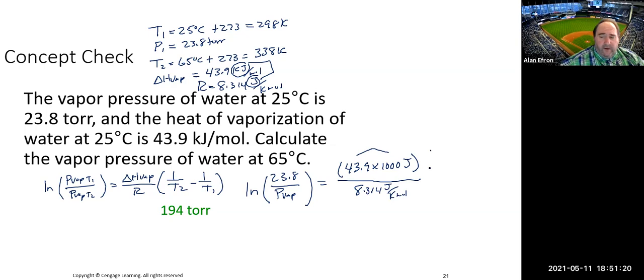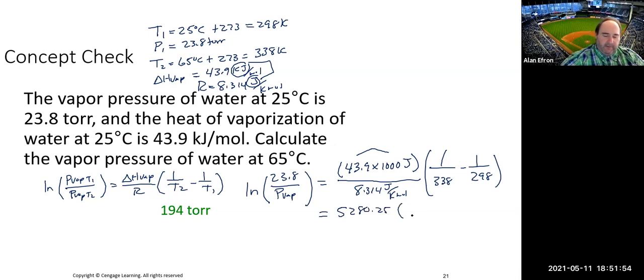We're going to do 1 over our second temperature there, which is 338, minus 1 over our initial temperature, which is 298. Any questions on that so far? I'm going to clean up the right-hand side there. So I'm going to take 43.9 times 1,000 divided by 8.314. It's going to give me something like 5280.25. And clean up the parentheses. 1 divided by 338 minus 1 divided by 298.